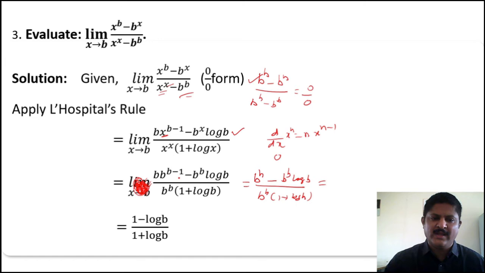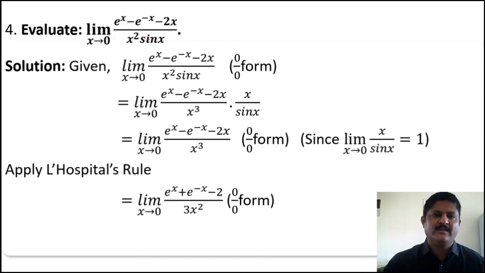Next, evaluate e power x minus e power minus x minus 2x divided by x square into sin x. This is the given problem. In place of x substitute 0, then e power 0 is 1, 1 minus 1 minus 0 divided by 0 into sin 0, which is 0. This value is 0 by 0. But before applying L'Hospital's rule, an adjustment is there. Multiply and divide by x. In the denominator x square is there, so we get x cube into x by sin x, but the limiting value of this is equal to 1.